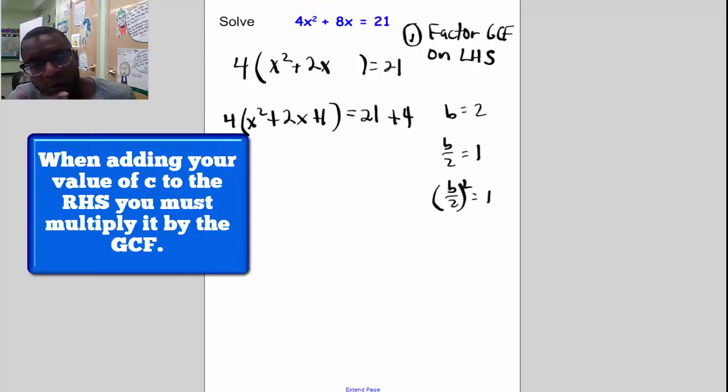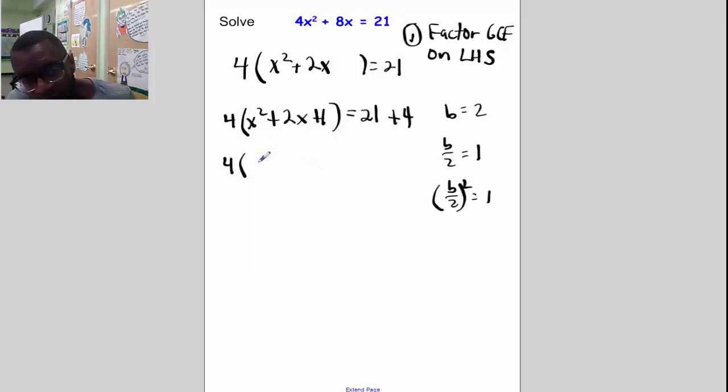Now I'm going to continue and factor the left-hand side. So this becomes x plus 1 squared, and on the right-hand side, I'm going to get 25. And now I'm going to solve using square roots. So I'm going to divide by 4 first to isolate my x.